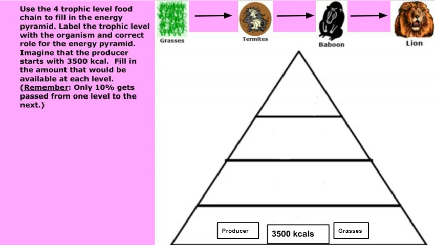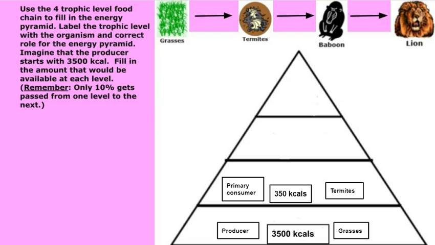We're starting that 350 kilocalories there now with the termite, right? We've lost 90% of that original energy from the producer. Only 10% gets passed on, so that's 350 kcals. It's a primary consumer, and it's the termite. That's what you should have filled in there.